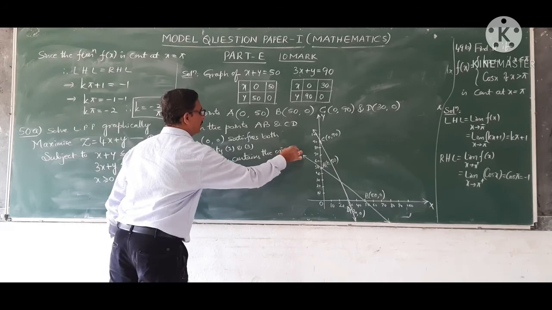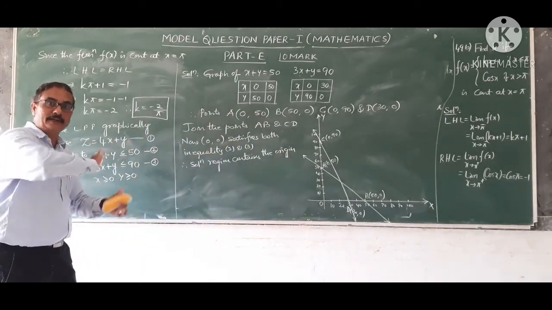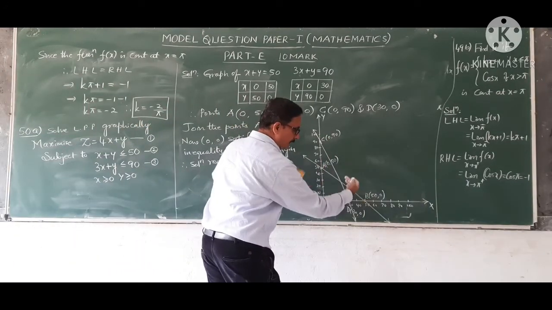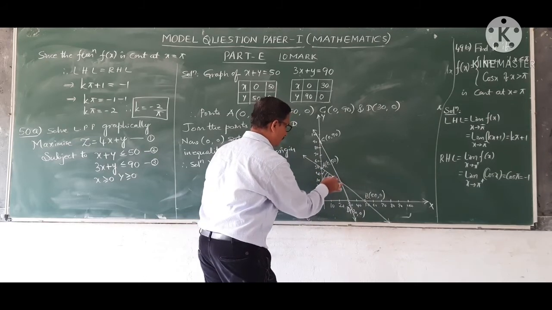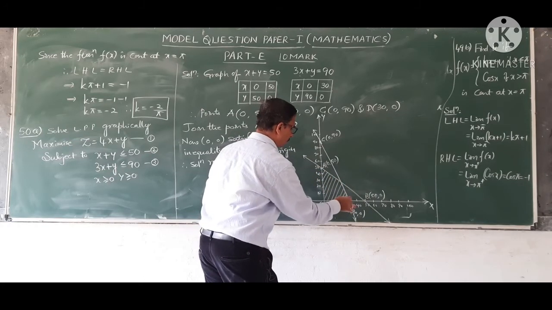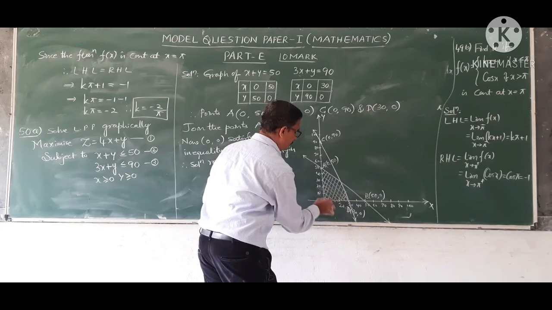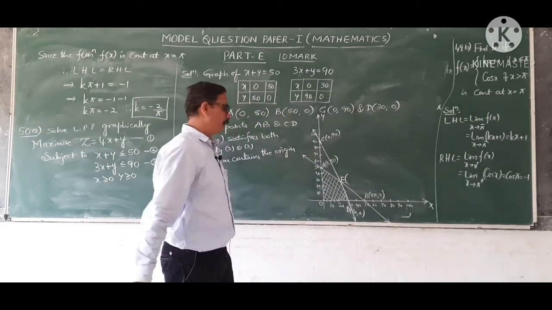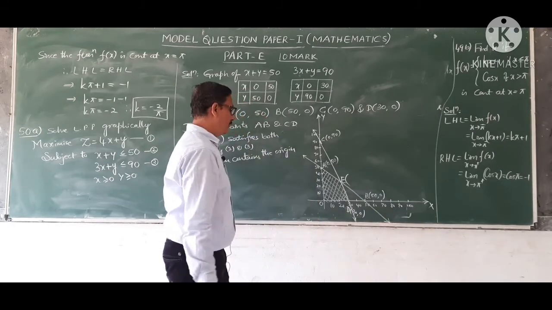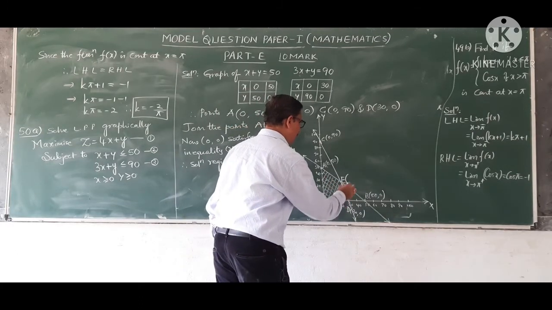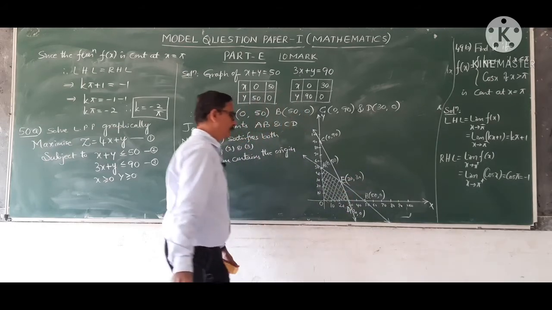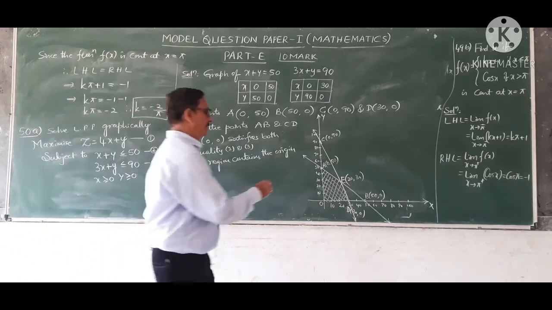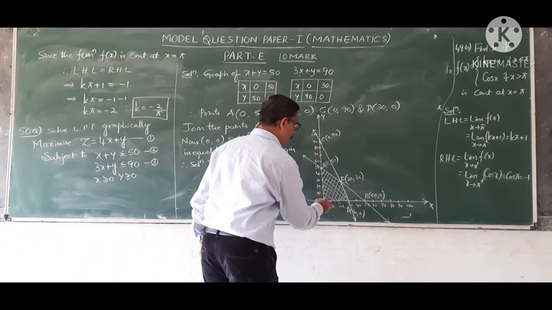Contains the origin means towards the origin. If it does not satisfy, it is away from the origin. So which shaded portion comes? This side of line CD is shaded, and this side of line AB is shaded. What is the common portion? I think this is the common portion. These two lines intersect at this point E. By using the inspection method or simultaneous equations, the coordinates of point E are 20, 30. It is a corner point. Now there are four corner points A, E, O, D.